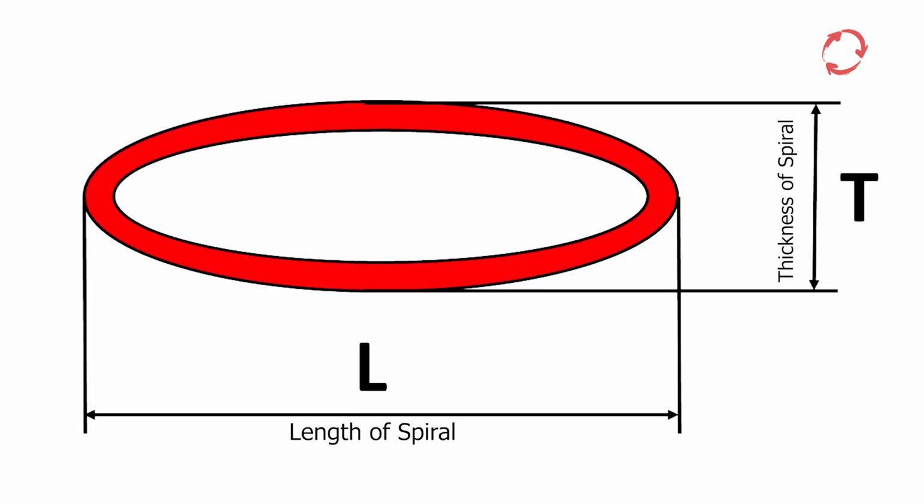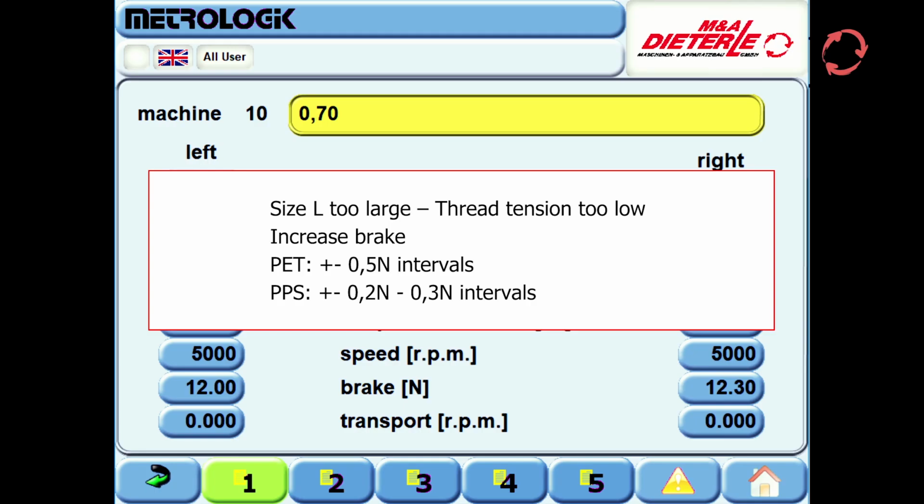Definition of spiral dimensions. L equals length of spiral, T equals thickness of spiral. Size L too large, thread tension too low. Increase process parameter brake for PET in intervals of 0.5 newtons, for PPS in intervals of 0.2 to 0.3 newtons. Size L too small, thread tension too high. Reduce process parameter brake for PET in intervals of 0.5 newtons, for PPS in intervals of 0.2 to 0.3 newtons.